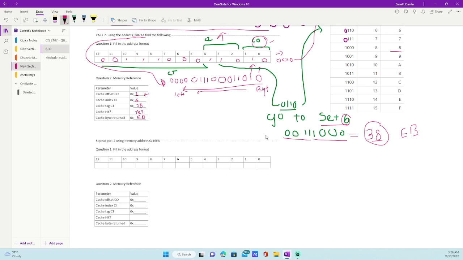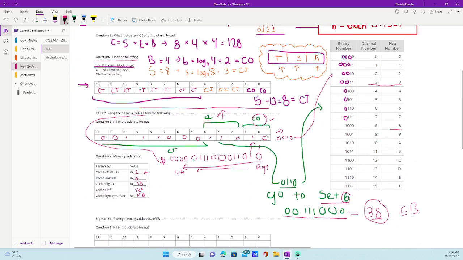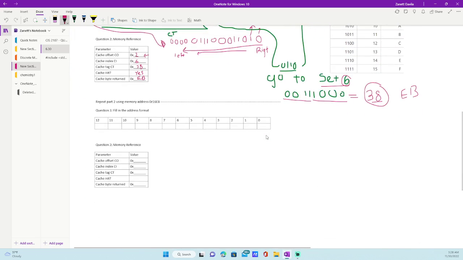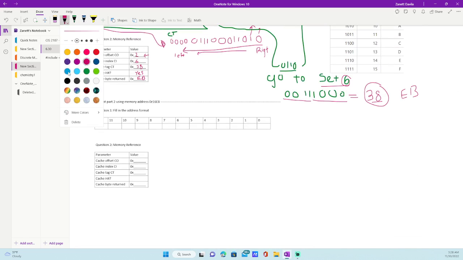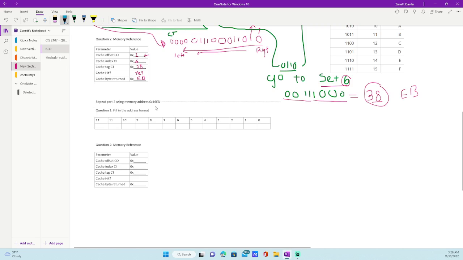Now, I hope you have an understanding of this. Now we're going to do number 2 a little bit more quickly because I am sure that you've kind of got some sort of idea. Sorry, this is supposed to be an X. My bad. Think of this as an X. This is the hex format.